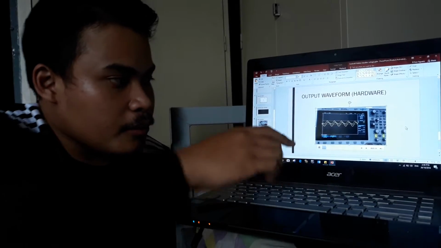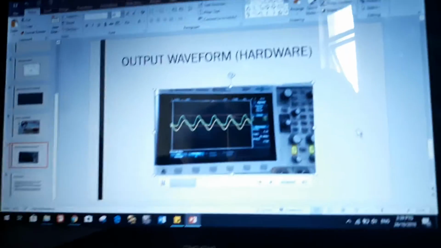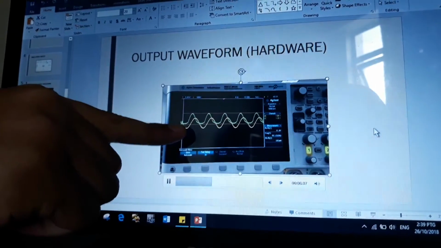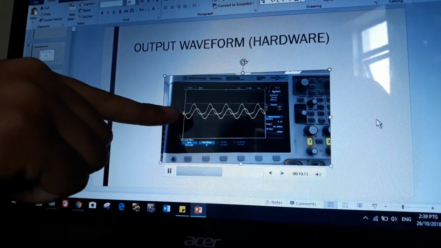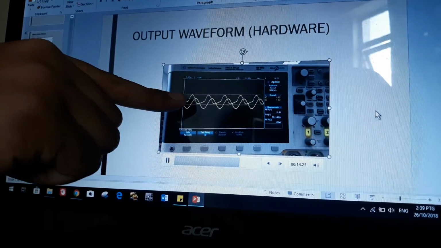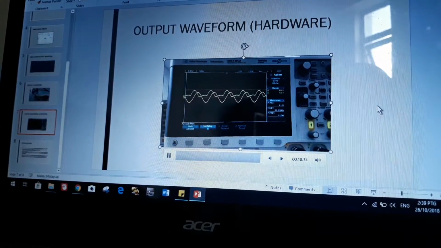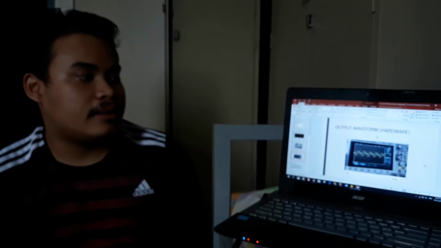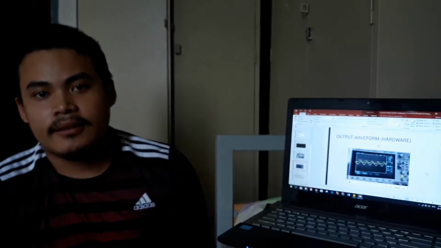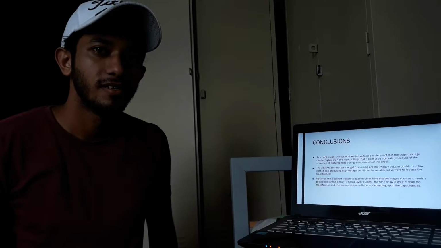Okay, we can see from the green one, when it increases, it means that the capacitor is charging, and if it decreases, it means that the capacitor is discharging. So that's the operation of our circuit. I will pass to John to explain about the conclusion.